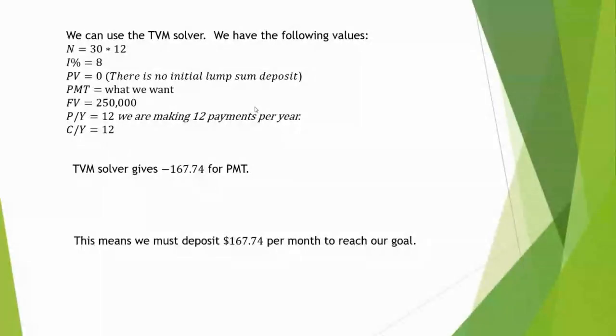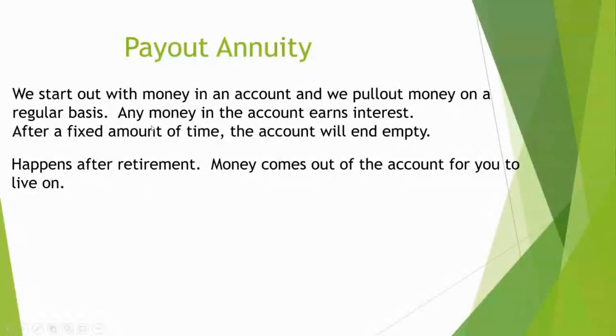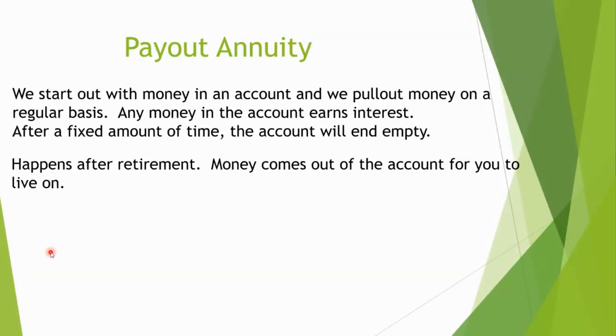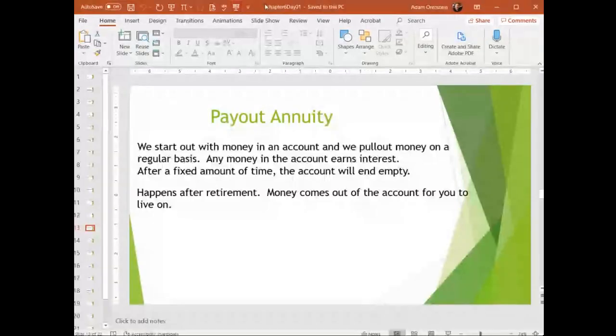All right. So now what we saw was a savings annuity. That's what we actually saw. So again, that's where you're taking money out of your paycheck, making monthly deposits into the account. You're making monthly deposits, it's compounding. We saw that just now. But now what we want to do is consider what's called a payout annuity.